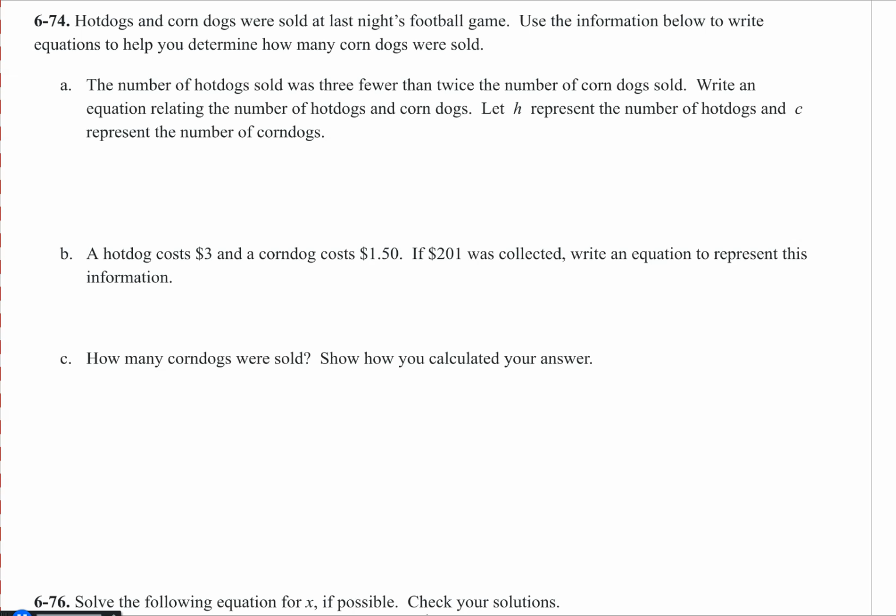Alright, we're doing hot dogs and corn dogs here. So I think what I'll do is help you write the equations, and then you can answer C. Alright, the number of hot dogs sold was 3 fewer than twice the number of corn dogs sold. Write an equation. H is going to be hot dogs, C is going to be corn dogs. The trick is to find the word is or was, and turn that into an equal sign. The number of hot dogs equals, H equals, number of hot dogs equals. Was is an equal sign.